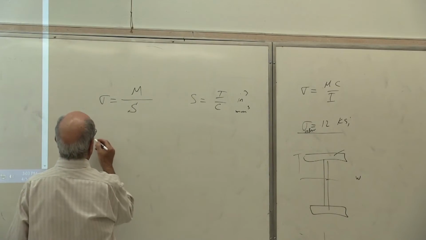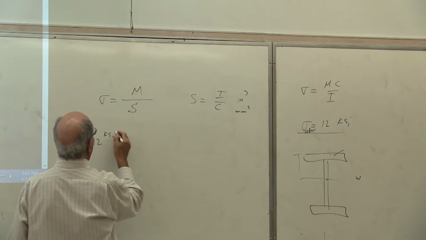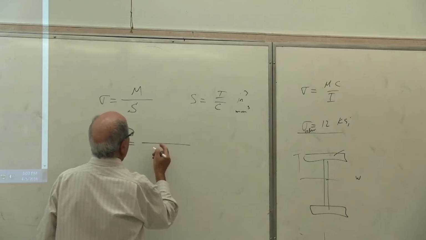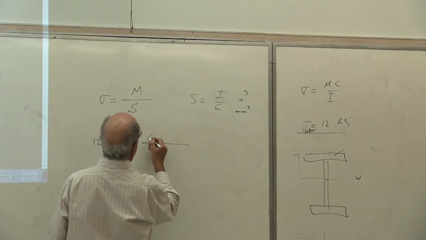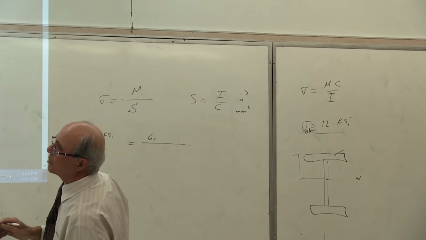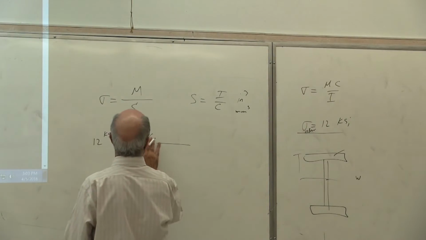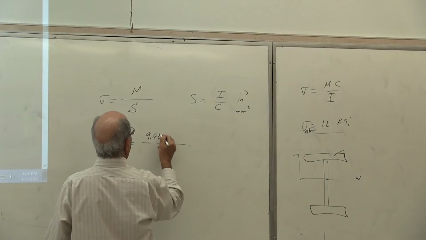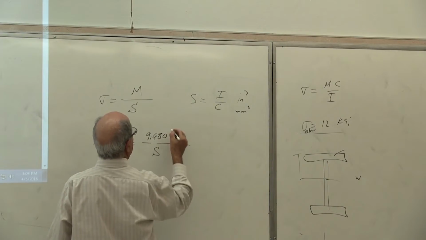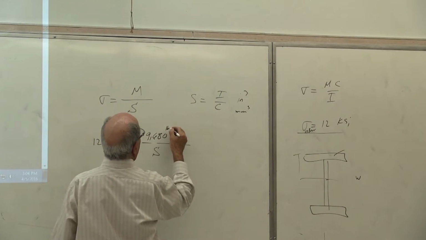Now this is what we do. 12 ksi equal to M. M equal to what? 6,000 or 9,000, how much was it? 9,680, divided by S. And that was pound-foot.